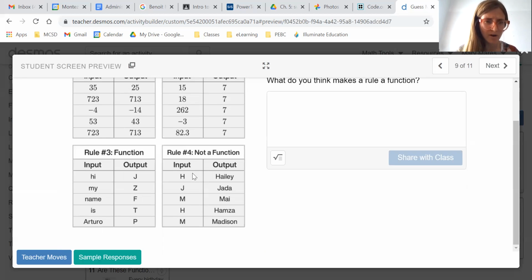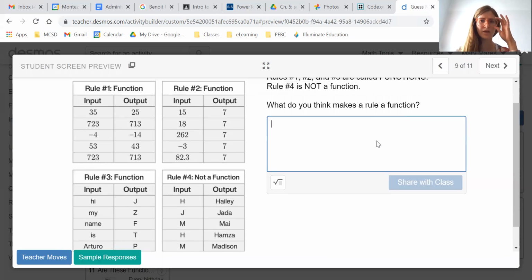But in number 4, if I put in H, I could get Haley or I could get Hamza. If I put in M, I could get May or I could get Madison. So I think a rule is a function if every output has a specific input. Is that it? I think so. So every input needs to be mapped to just one output.